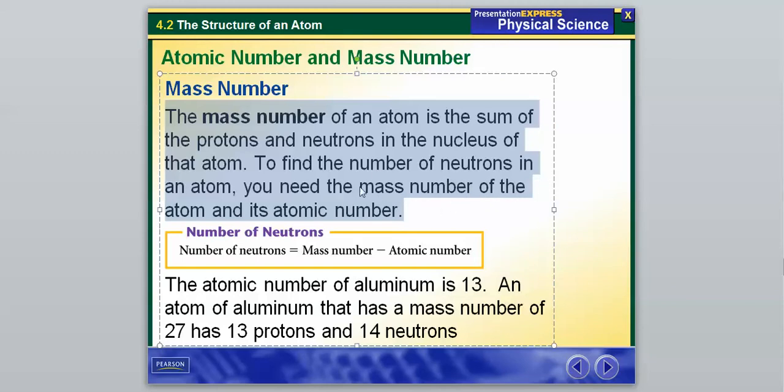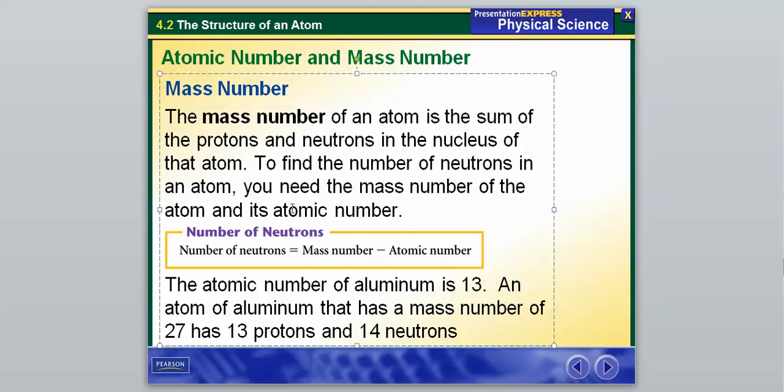In an activity we do tomorrow, we'll use a different term for mass number, called atomic mass, but they are the same thing: the protons and neutrons added together. To find the number of neutrons, we take our mass number and subtract the atomic number, because remember, our atomic number is our number of protons.